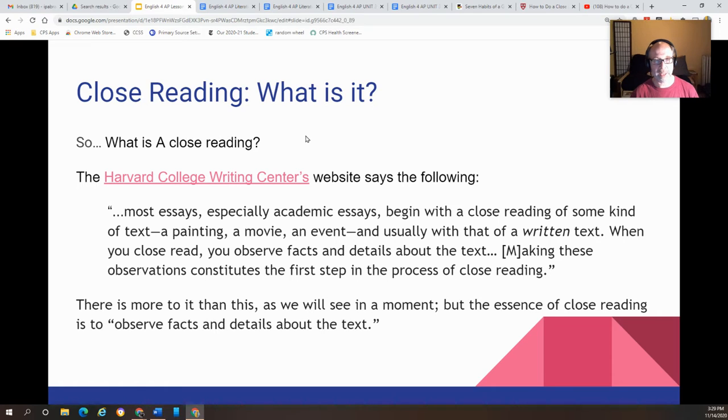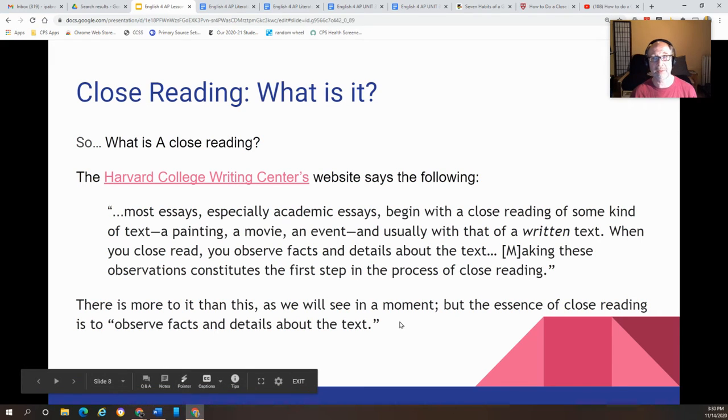So I went to the Harvard College Writing Center's website, and I found a whole page on close reading, not surprisingly. And what they say is this: most essays, especially academic essays, begin with a close reading of some kind of text, a painting, a movie, an event, and usually with that of a written text. When you close read, you observe facts and details about the text. Making these observations constitutes the first step in the process of close reading. So there's more to it than this because this is only the first step, but the essence of close reading is you start with observing facts and details about the text, and you never completely leave that behind.